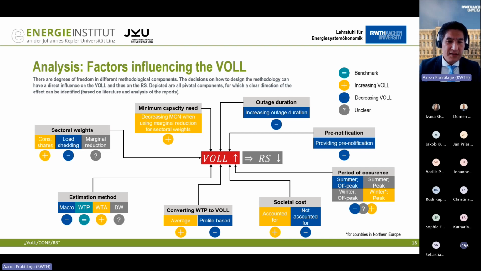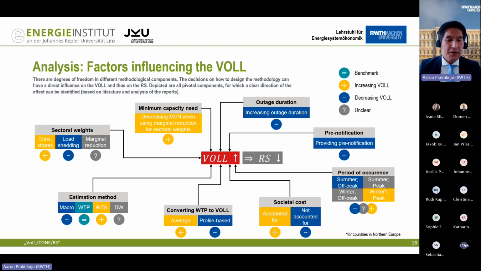Then societal cost can or cannot be included in the value of lost load. For instance, seeing that the European Soccer Championship is right around the corner, does it make a difference if there's a power interruption during the final game of the European Championship? If we say yes and account for this, then of course the value of lost load will be higher. If this is not accounted for, then the value of lost load will be lower.